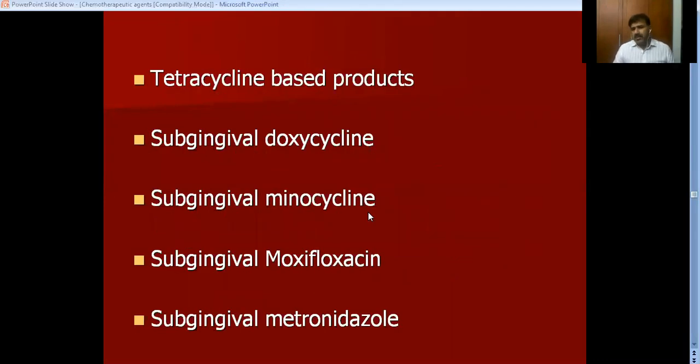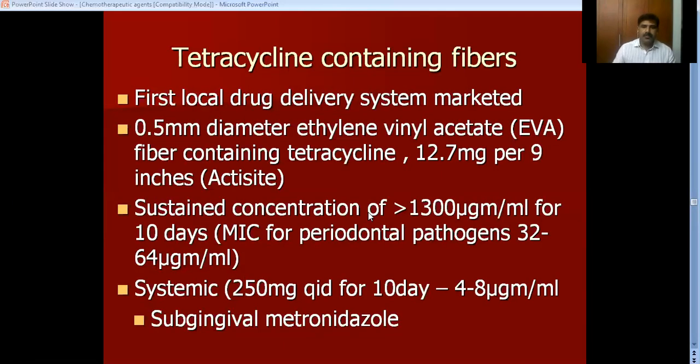Now you have different types of local drug delivery agents. One is tetracycline based products. We discussed which tetracyclines are used. Then second is subgingival doxycycline, again a different form of tetracycline. Minocycline, subgingival moxifloxacin is used, and also metronidazole. Sorry, all these are antibiotics, including metronidazole. Finally, in local delivery of antiseptics, you have chlorhexidine. Now first we'll discuss fibers, the tetracycline containing fibers.